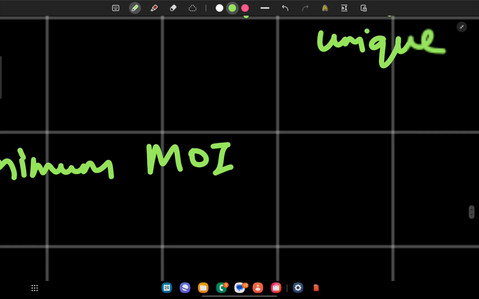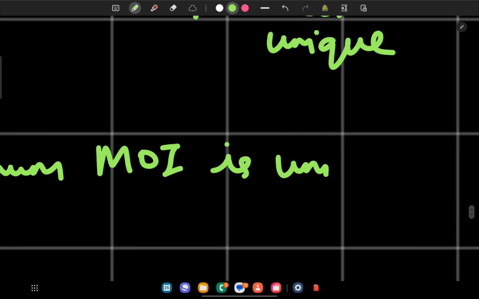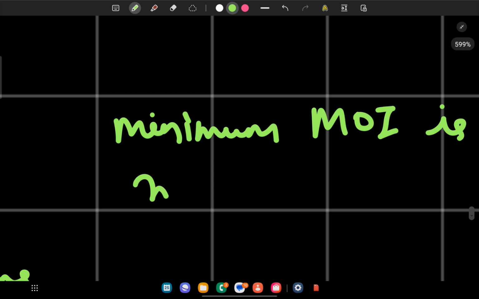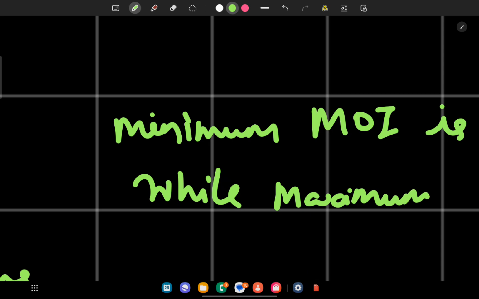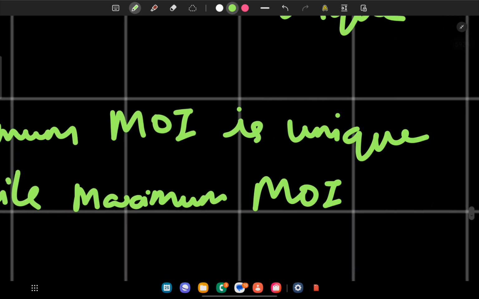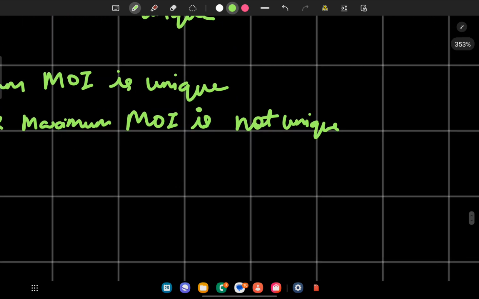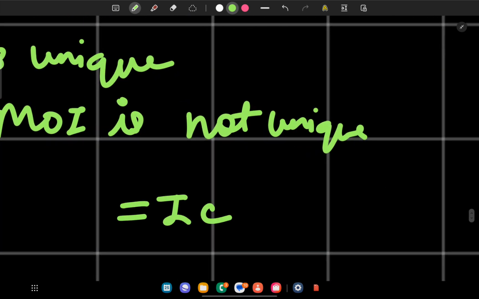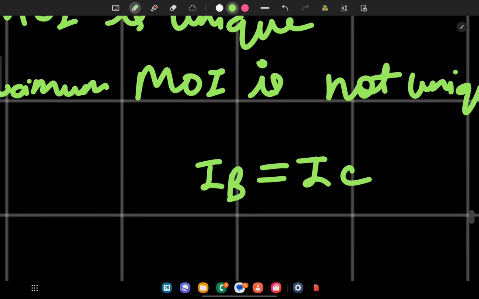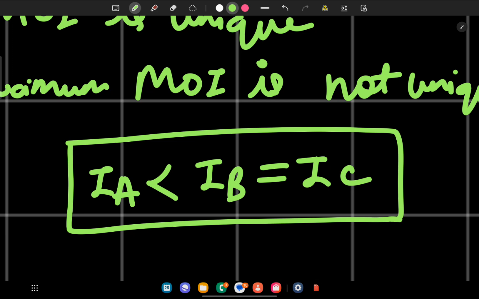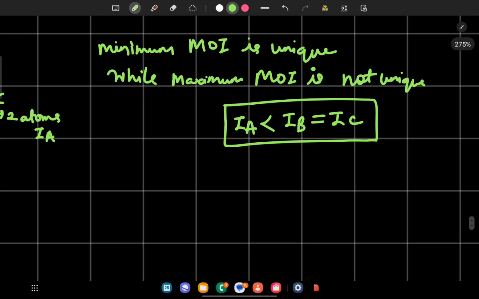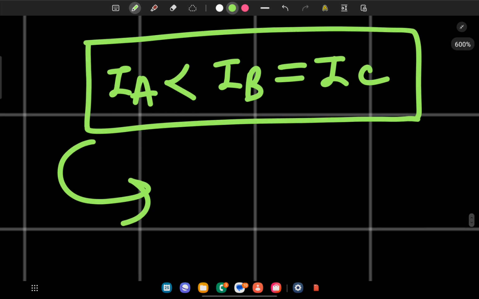The minimum moment of inertia is unique, while maximum moment of inertia is not unique. So how can we write it? We can write that IC is equal to IB, which is greater than IA. This shows that the lowest moment of inertia, the minimum moment of inertia, is unique. So this particular case of rotor is called prolate.